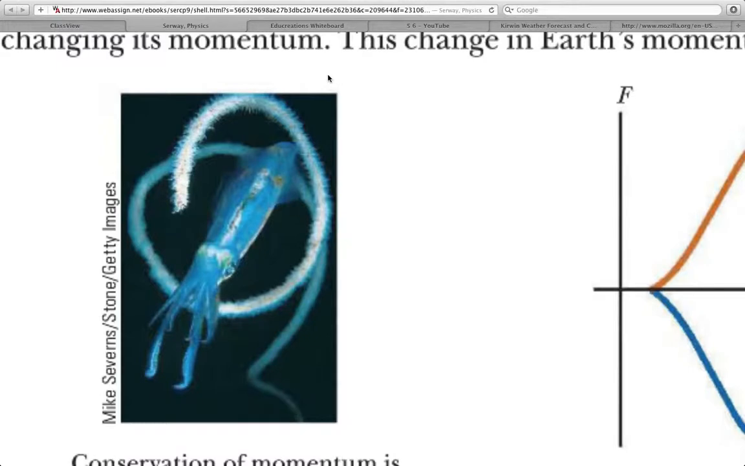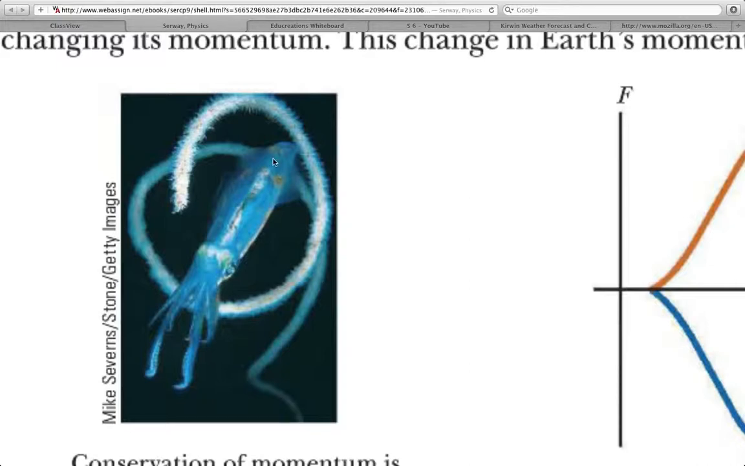Why is this an illustration of conservation of momentum? Well, it's quite simple. At the beginning, before the squid does anything with these muscles up here, the water that's inside the squid is not moving. The squid itself is not moving. Let's say that it starts from rest. And so the total momentum of the system is zero, because nothing's moving. The mass is all just sitting still.